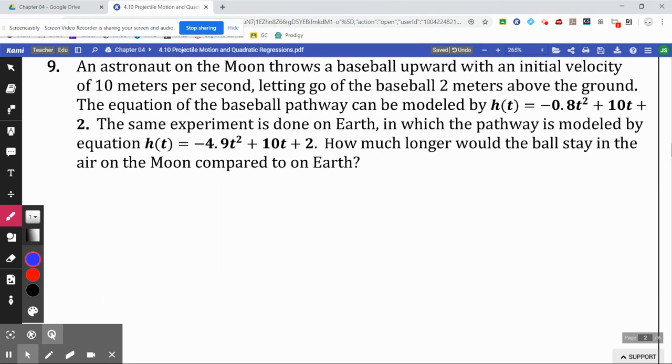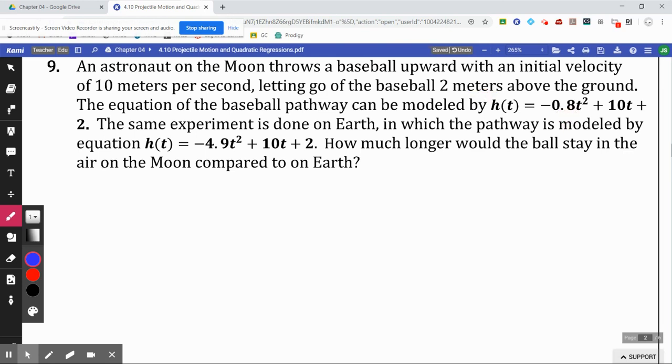Okay, the last one, number 9. Astronaut on the moon throws a baseball upward with an initial velocity of 10 feet per second, letting go of the baseball 2 meters above the ground. The equation of the baseball's path can be modeled by h of t equals negative 0.8t squared. And you notice the initial velocity and the height there, but this has changed. Now, the reason that has changed is we're actually talking about meters per second squared now. We're not talking about feet per second squared, so therefore that's the reason the constant is different.